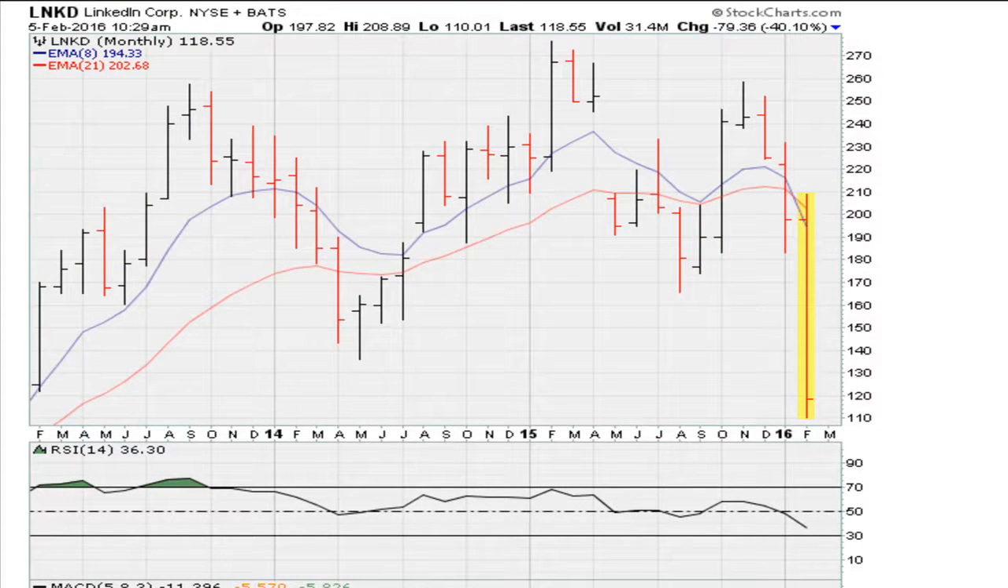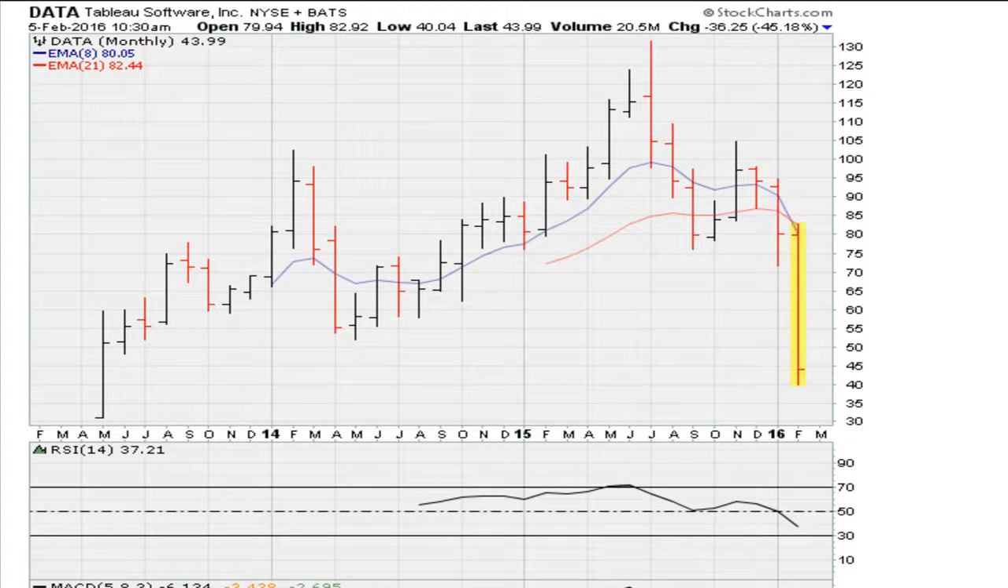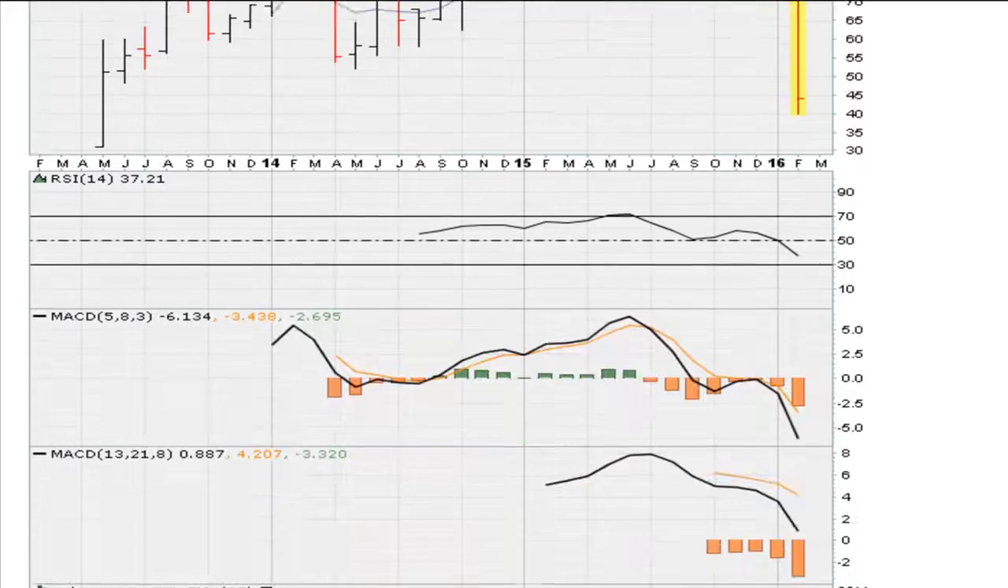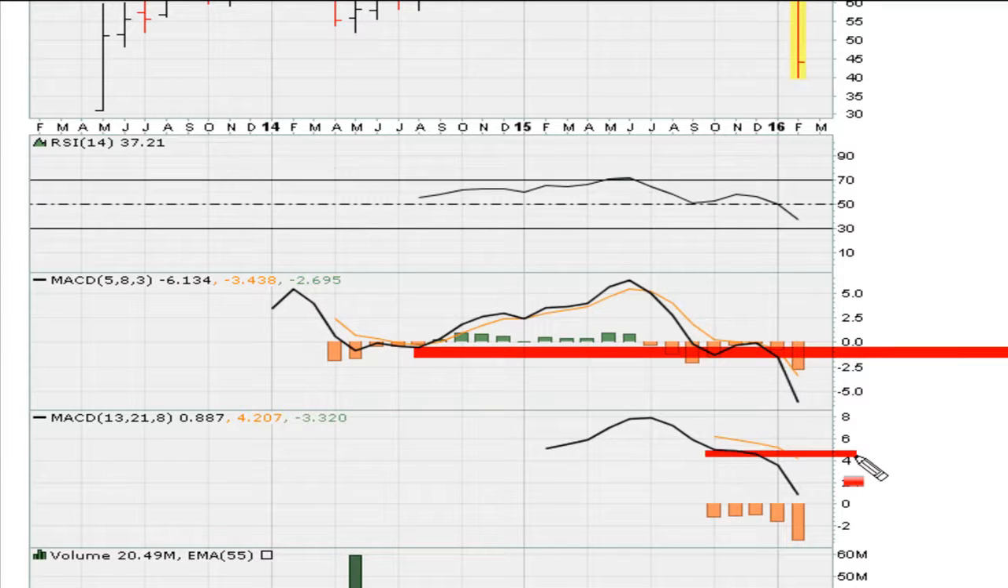Take a look at DATA on a monthly, and you can see that it also was showing the worst setup for a potential drop. You can see here it cracked to fresh monthly lows below 80. RSI had already moved close to 3-year lows before the drop, and we can see that the monthly MACDs were also trading at 3-year lows. So the stock had lots of sell signals prior to the drop.